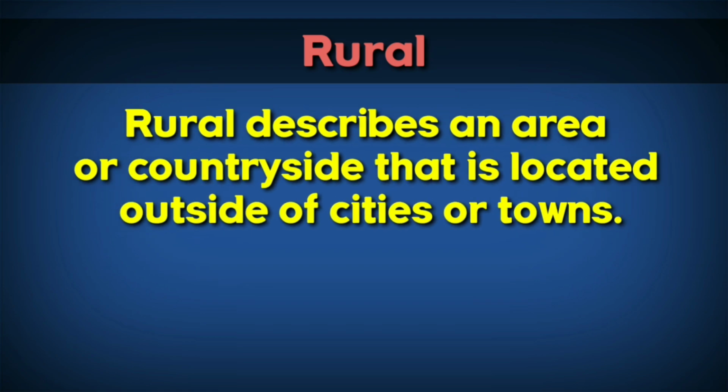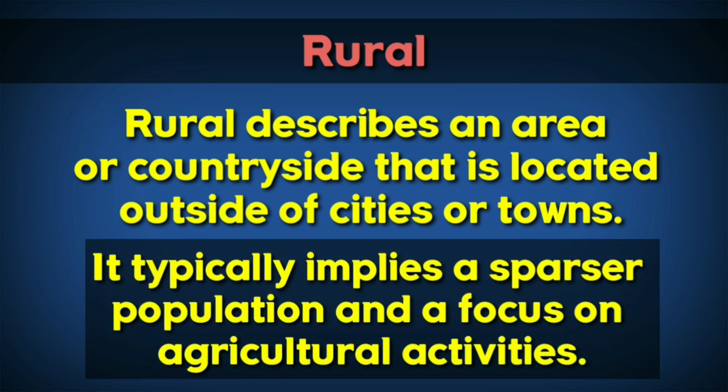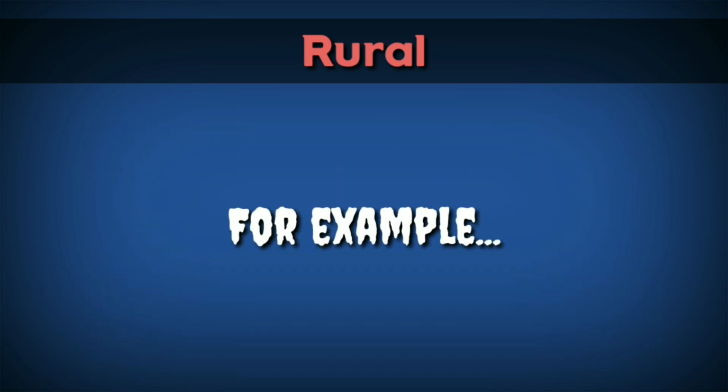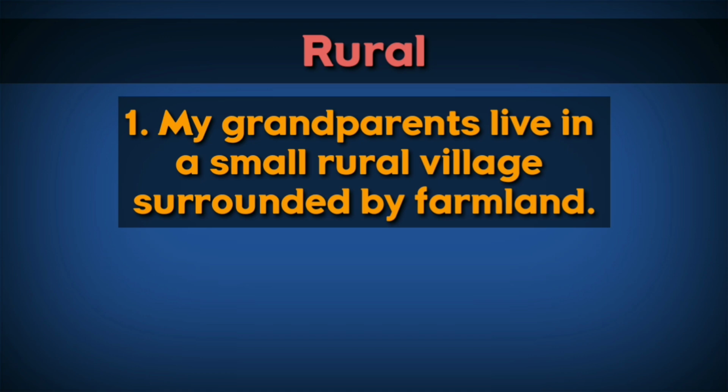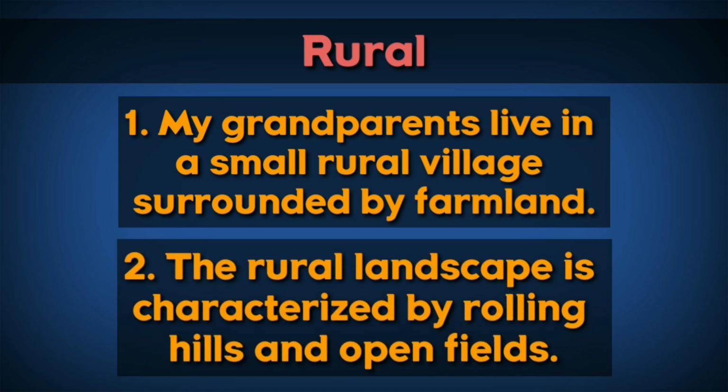Rural. Rural describes an area or countryside that is located outside of cities or towns. It typically implies a sparser population and a focus on agricultural activities. For example, my grandparents live in a small rural village surrounded by farmland. The rural landscape is characterized by rolling hills and open fields.